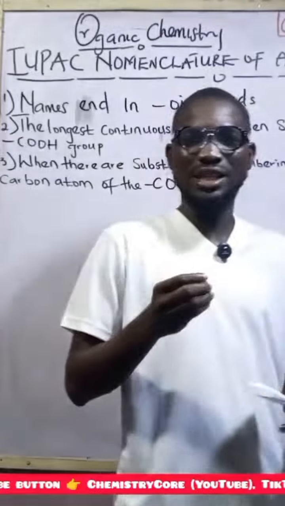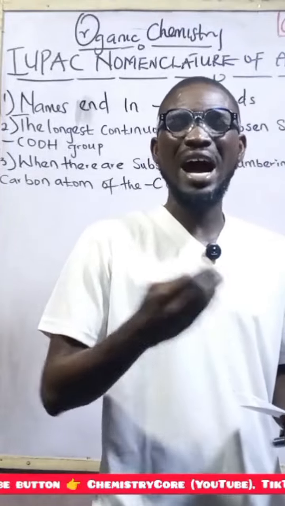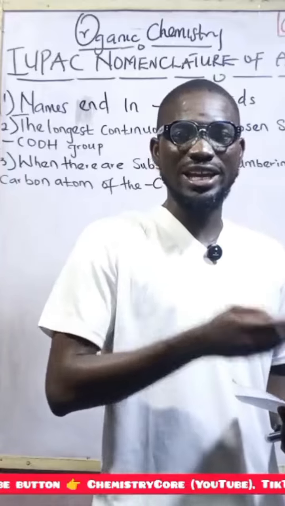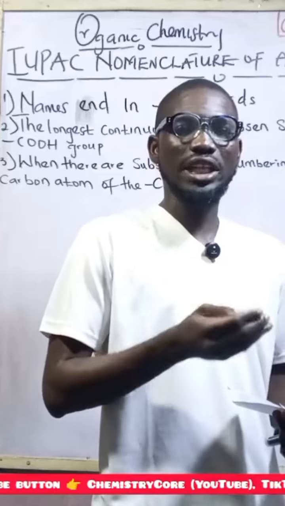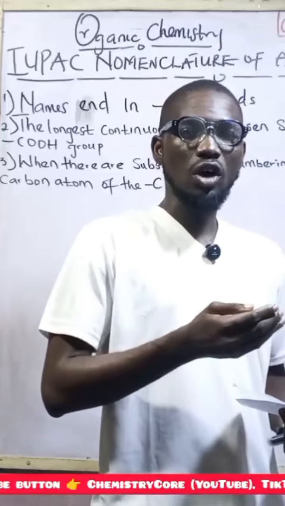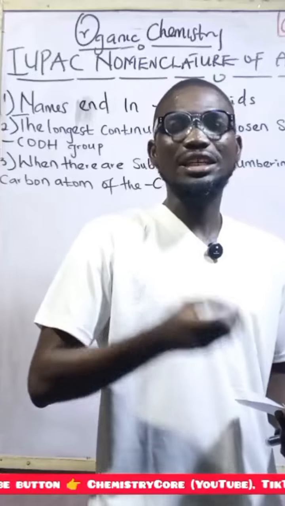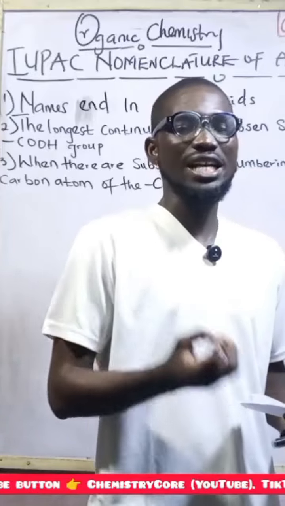Now, in today's lesson, we want to take a look at the IUPAC nomenclature of alkanoic acids. In our previous video, I explained extensively the definition of alkanoic acids. Then we took a look at the naming of alkanoic acids from ethanoic acid down to octanoic, nonanoic, and decanoic acid.